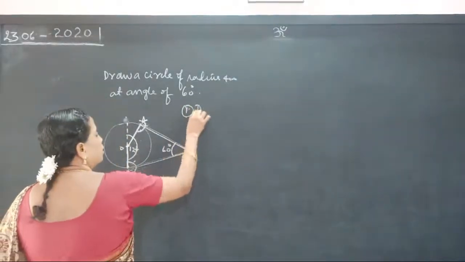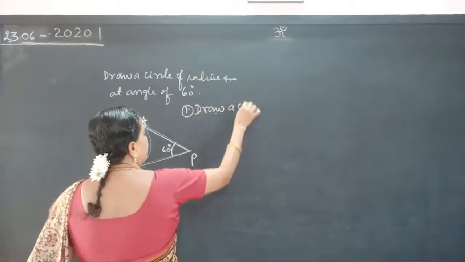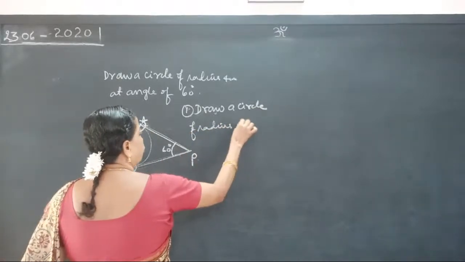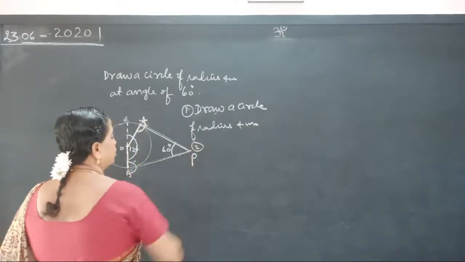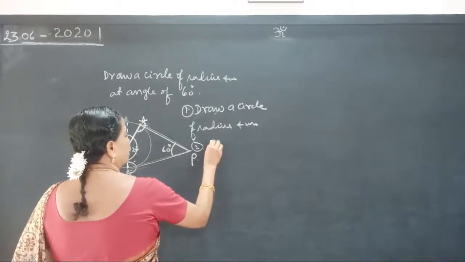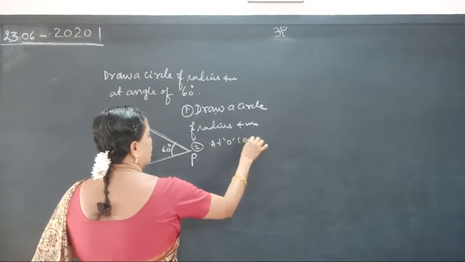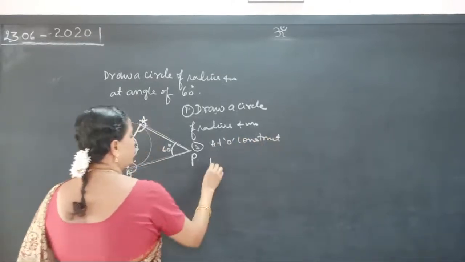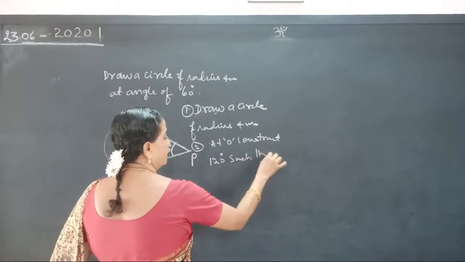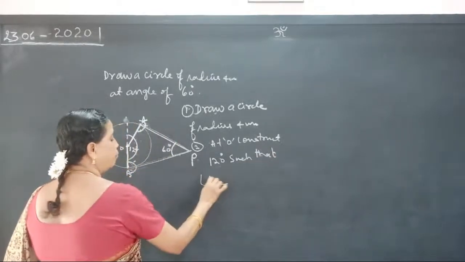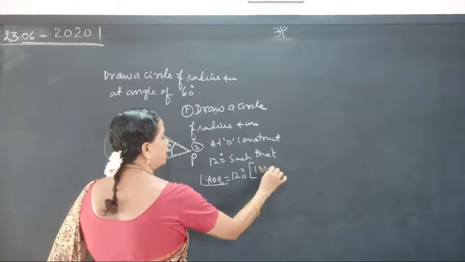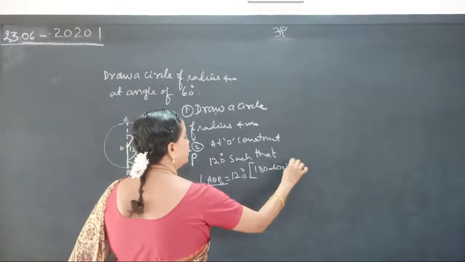Step 1: Draw a circle of radius 4 centimeter. Second step: at O, construct 120 degrees such that angle AOB equals 120 degrees. In the bracket you write 180 minus 60 equals 120 degrees.